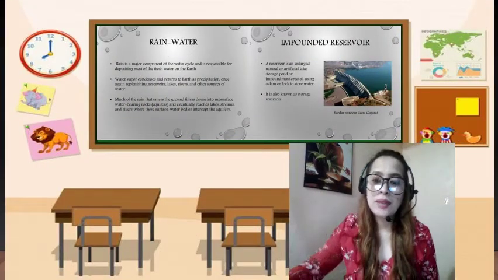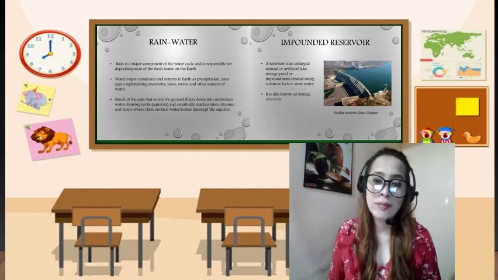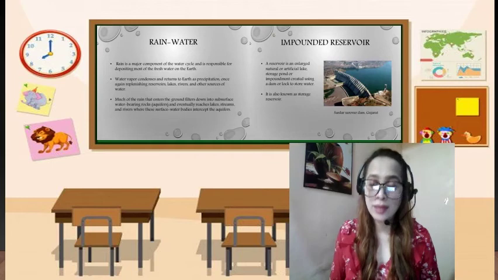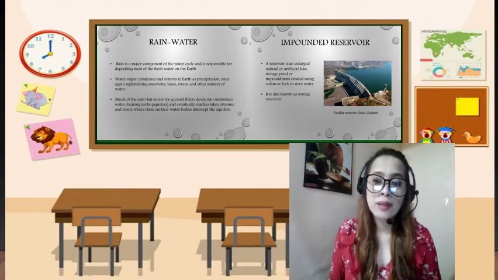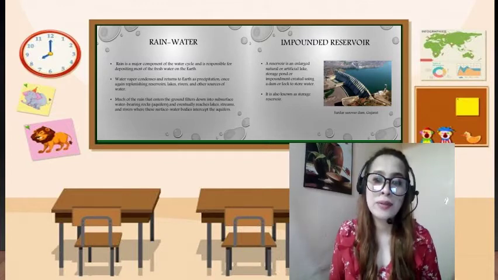And rainwater is another source of water on the surface of the earth. Rain is a major component of the water cycle. We know that it's responsible for depositing most of the fresh water on the earth. So water vapor condenses and returns to earth as precipitation, once again replenishing the reservoirs, the lakes, the rivers, and other sources of water that were lost during evaporation.